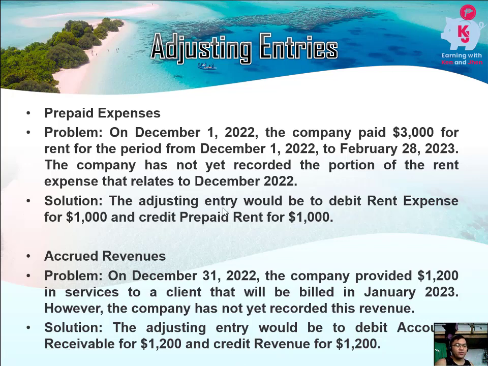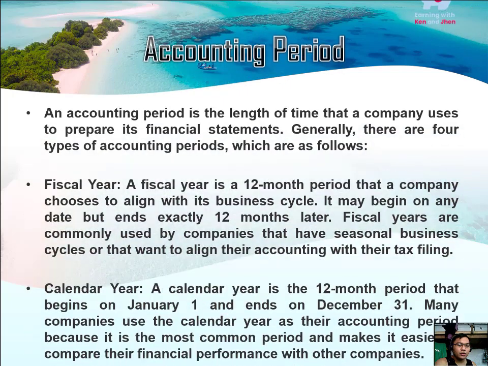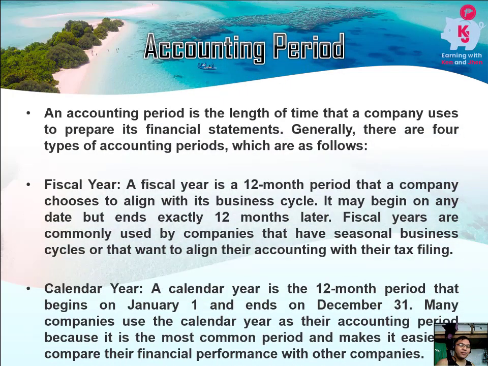So, accrued revenues. On December 31, 2022, the company provided 1,200 in services to a client that will be billed in January 2023. However, the company has not yet recorded this revenue. Solution: the adjusting entry will be debit accounts receivable and credit revenue. So, parang na-earn na natin siya pero di pa tayo nabayaran. Na-earn na or nagawa na natin pero di pa tayo nababayaran ng customer. An accounting period is length.